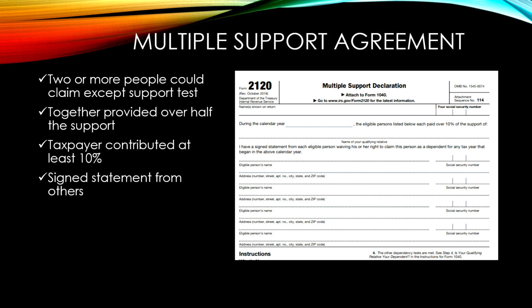If together those people provided over half of the support and the taxpayer, who's looking to claim this person, contributed at least 10% of that, and they have a signed statement from all the others in this agreement that they are not going to try to claim this qualifying relative in this year, then it is possible for our taxpayer to claim this person as a qualifying relative, and they would file with their return Form 2120, the Multiple Support Declaration.